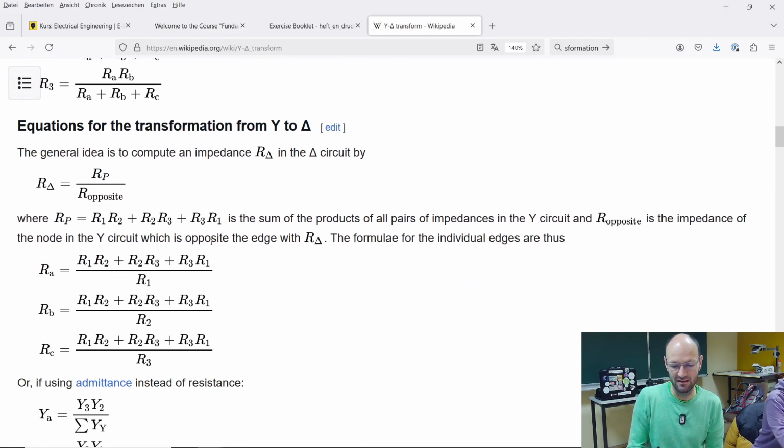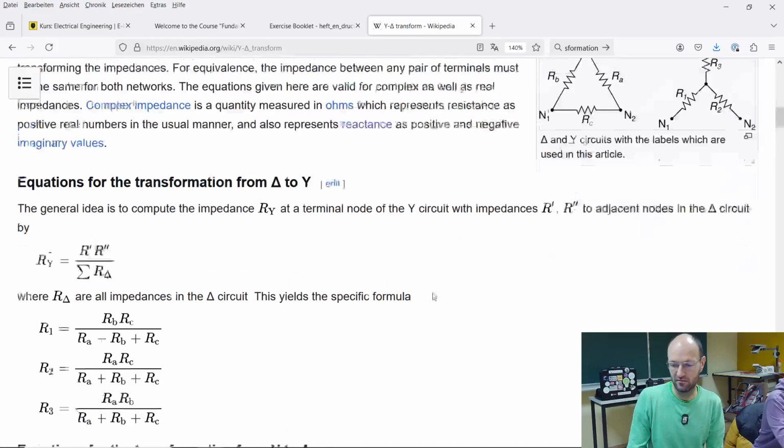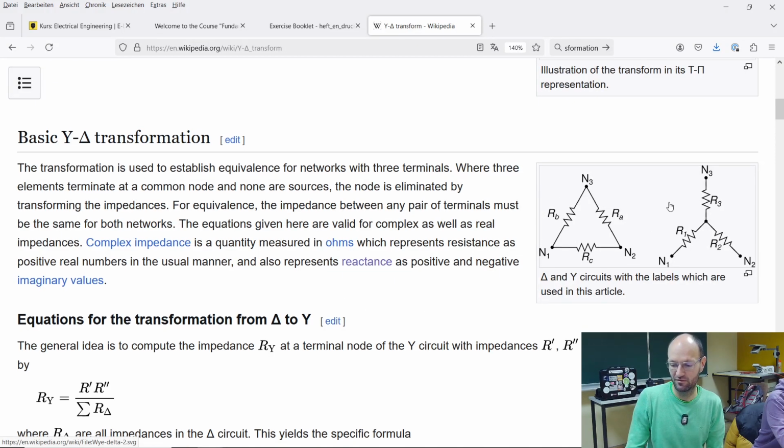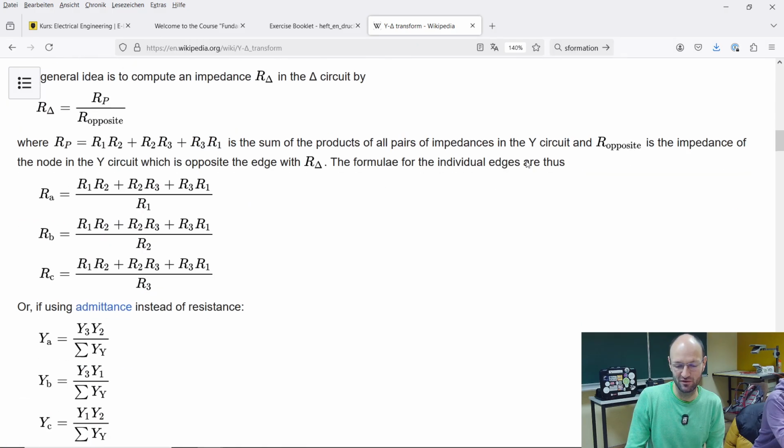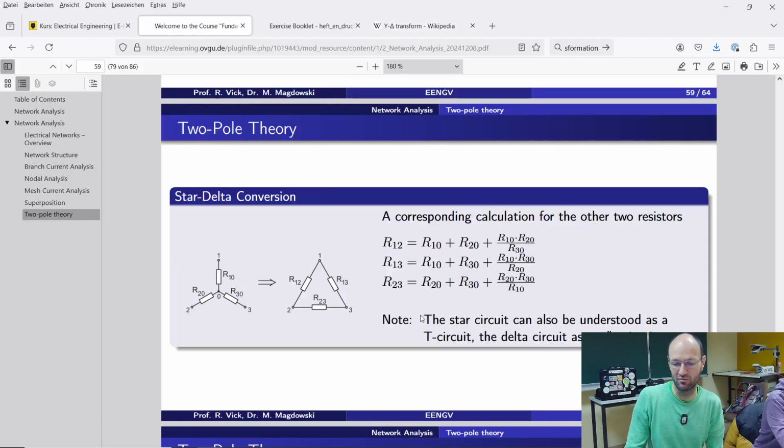they have a slightly different formulation here. But at the end it's the same. If we divide R1 by R1, we are left with R2. If we cancel here one R1, then we get R3. So we have R1 plus R3, and then we have R2 plus R3 and then plus R2 times R3 divided by the other resistor. The schematic is unfortunately far away from this formula there, but okay, it's the same as what we have here.